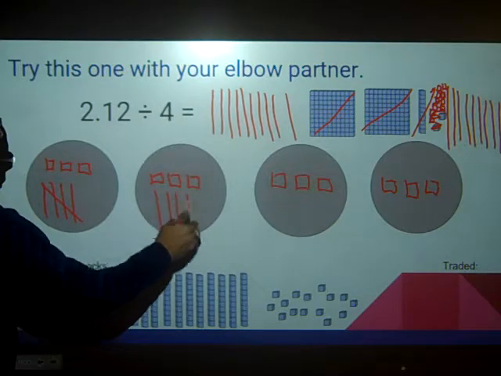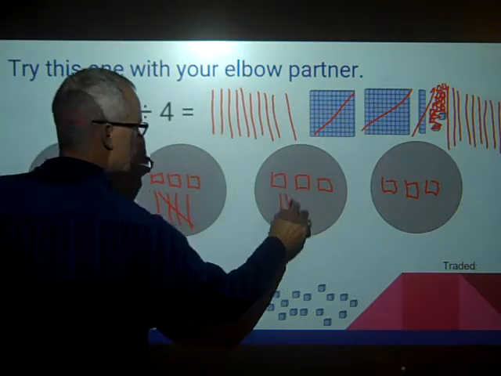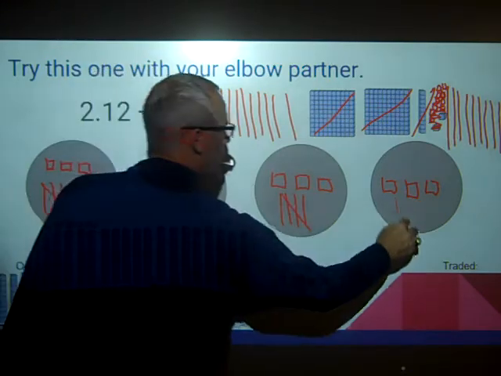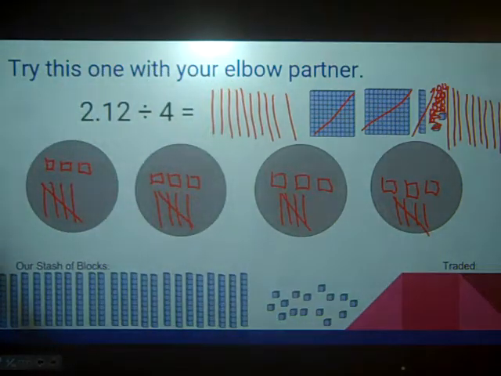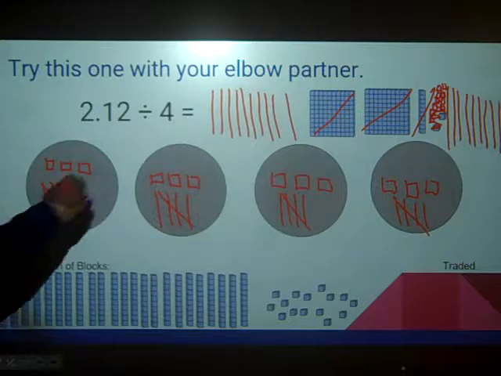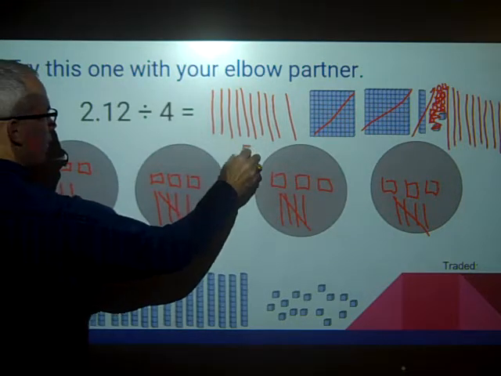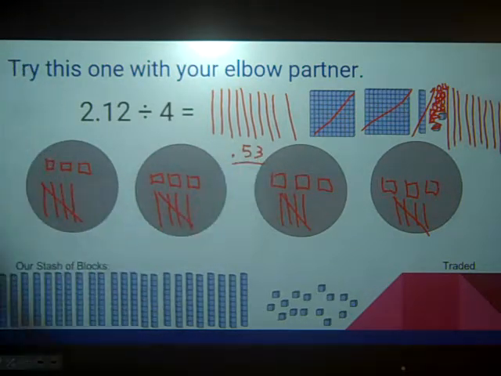Each of the 4 groups gets 5. So how many are in each group? 53 what? Hundredths is my answer. So 53 hundredths is my answer. I like those. Okay. Any questions on that so far?